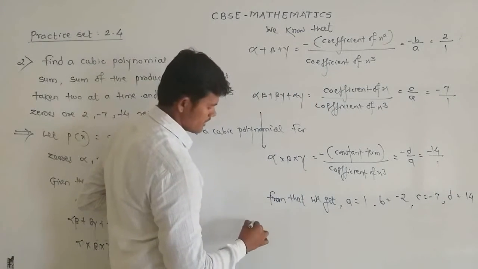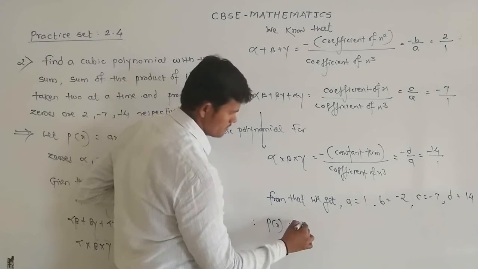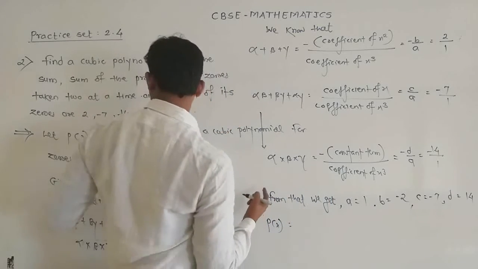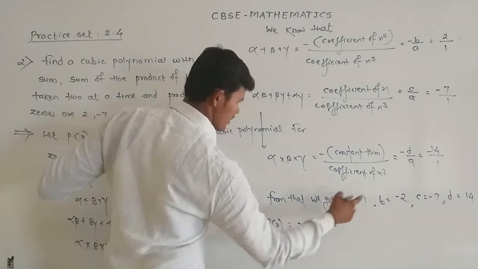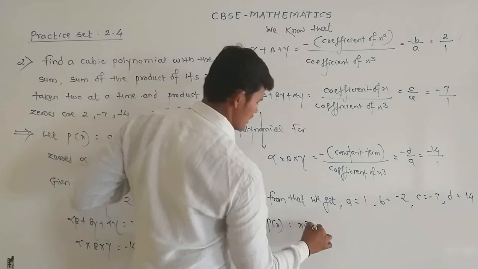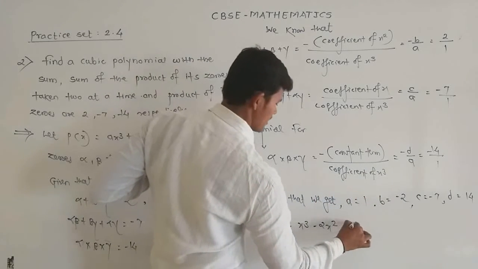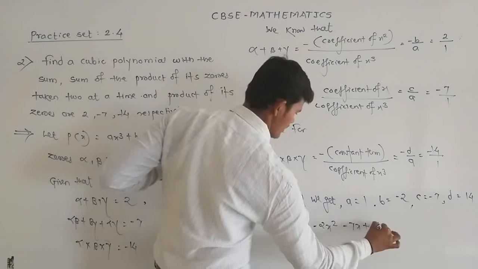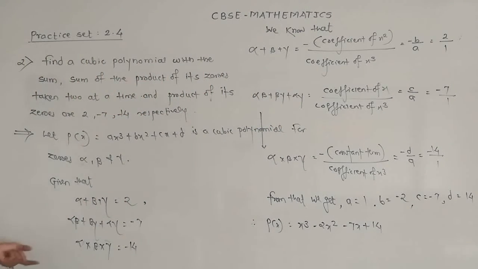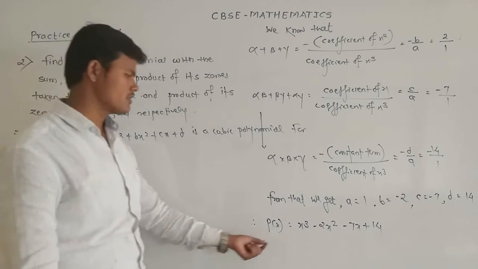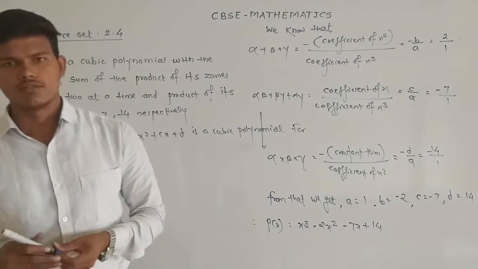From that we get a polynomial. Therefore p of x is equal to, the value of a is 1, so instead of a put 1, that is x cube. The value of b is minus 2, that is minus 2x square. The value of c is minus 7, that is minus 7x plus 14. This is the cubic polynomial for the given relations: x cube minus 2x square minus 7x plus 14.